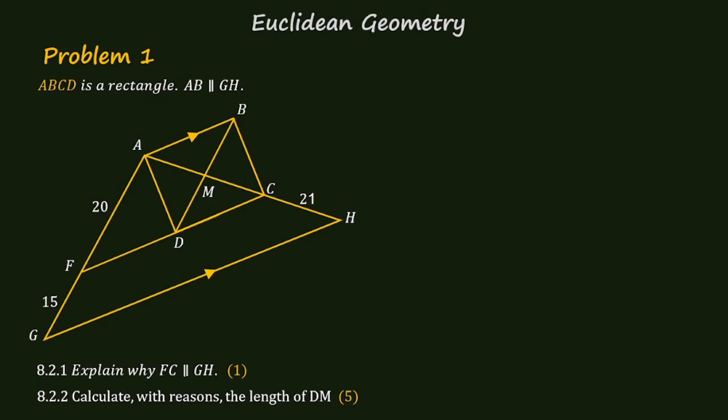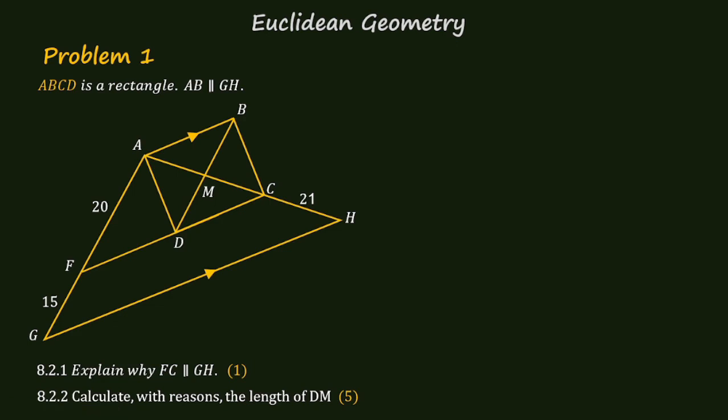So now we start with the type of questions that we will meet in exams. The first problem: we are given that ABCD is a rectangle. We are also given that AB is parallel to GH. The first question is to explain why FC is parallel to GH. And the second question, we are asked to calculate, also giving reasons, the length of DM.